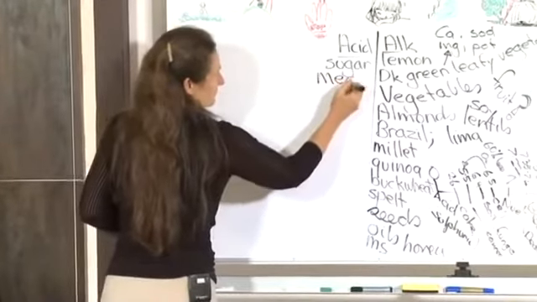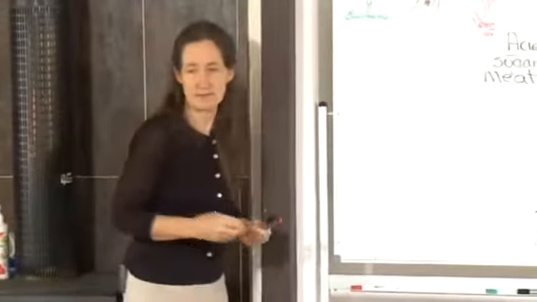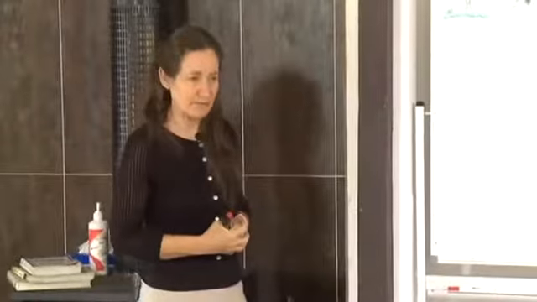Meat. Meat in its nature, when it's broken down to food and taken into the energy cycles in your cell, is very acid forming.